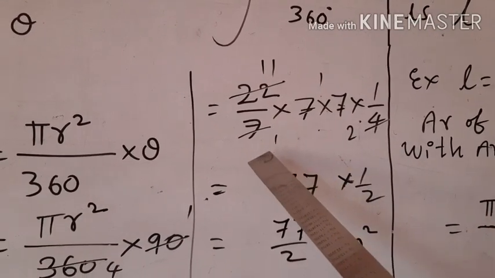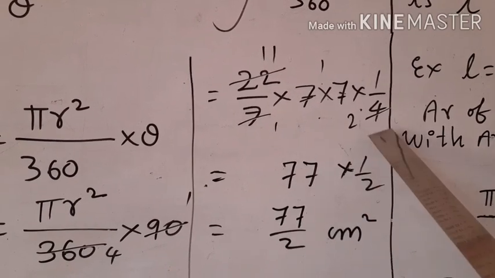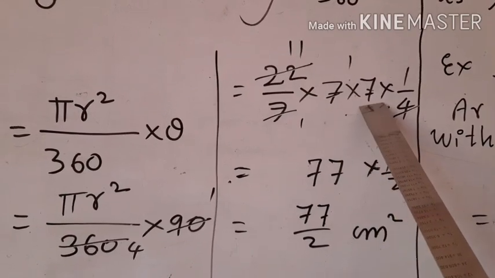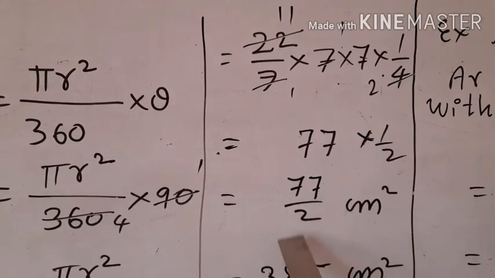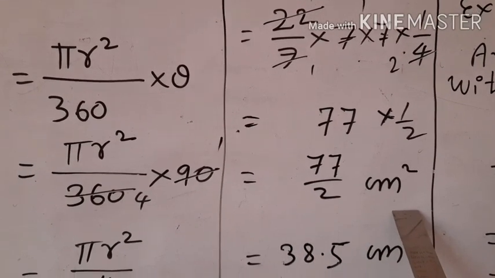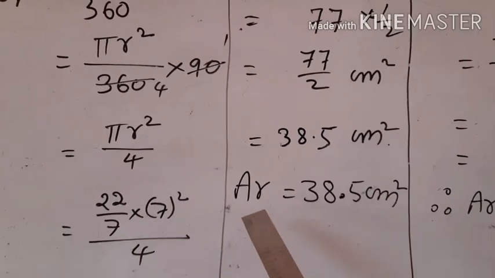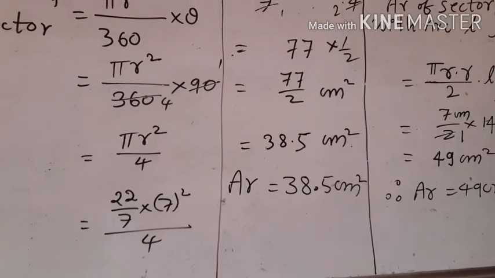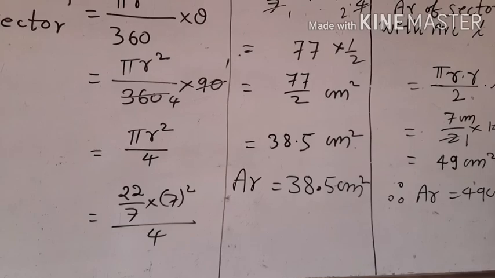Now you see, 7 ones get cancelled. Therefore, 2 twos and 2 elevens get cancelled. And now I have 11 sevens are 77 into 1 by 2. Now it is 77 by 2 centimeter square, or it is 38.5 centimeter square. It means the area of the sector whose central angle is 90 degrees and radius is 7 centimeter is 38.5 centimeter square.